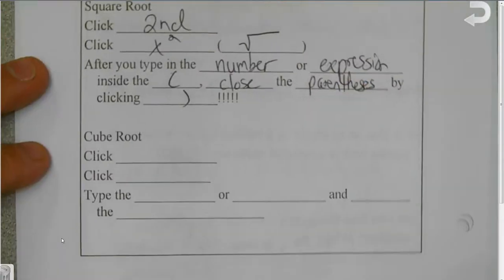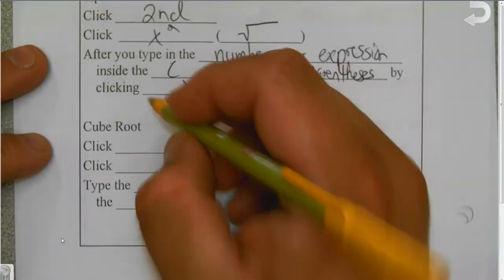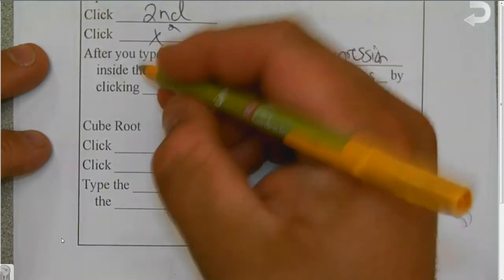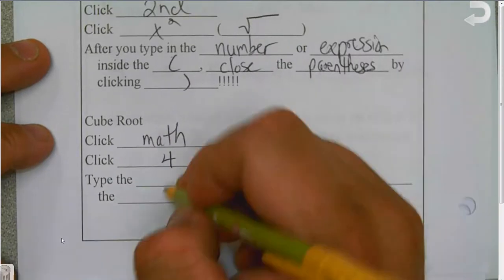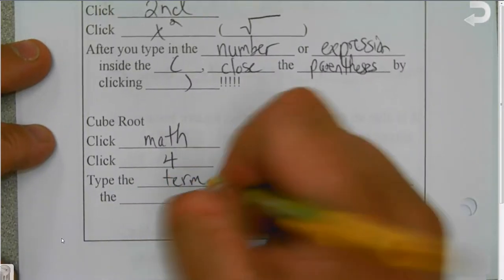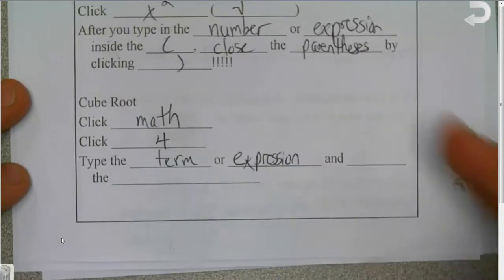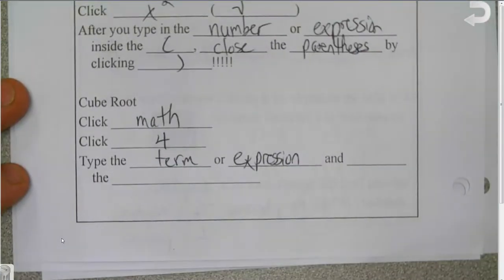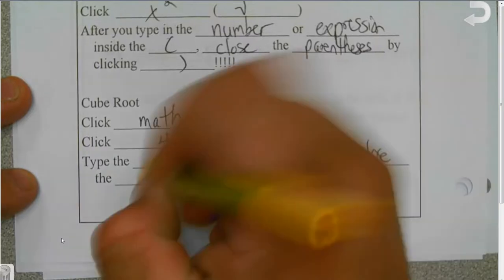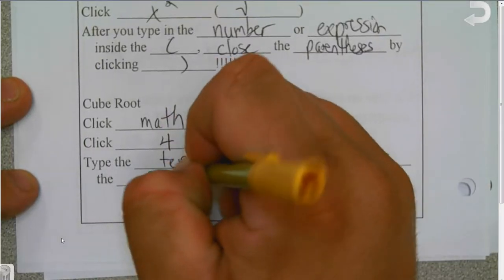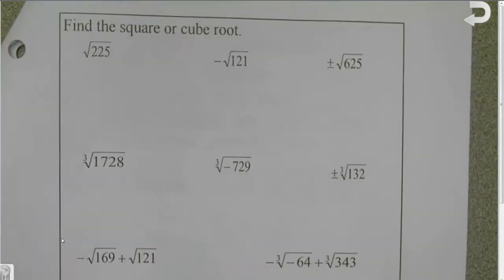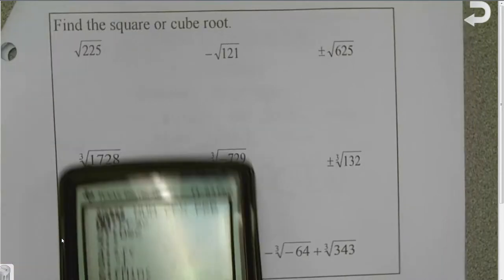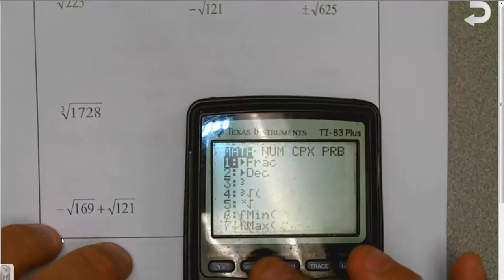For the cube root, you click Math and then number 4, you type the term or expression, and then you close the parentheses, just like we talked about. So here's a chance to practice. I'll do one of each for you, and then you'll check the rest on your own, and we'll go from there.